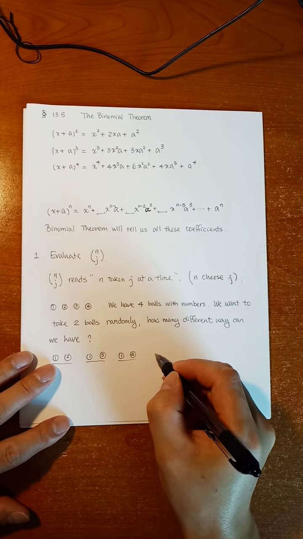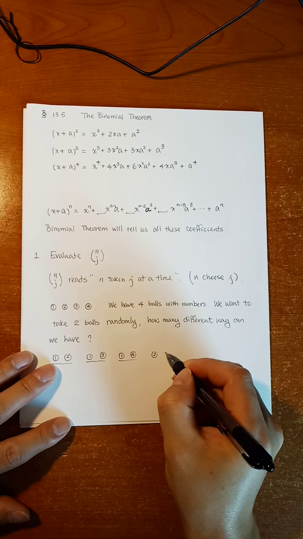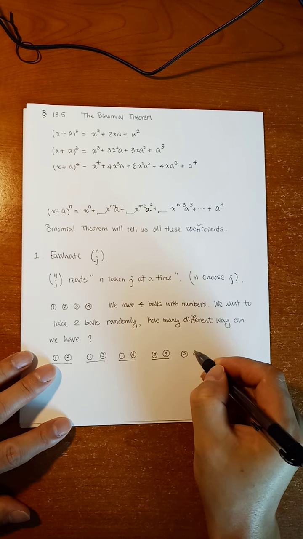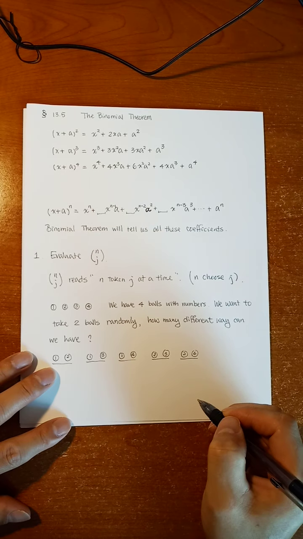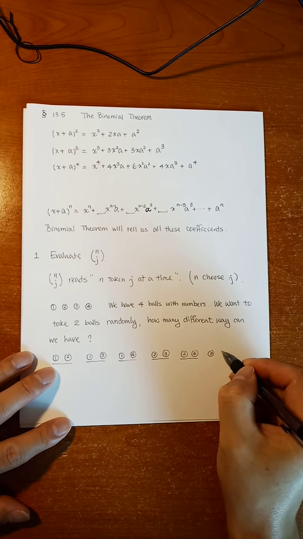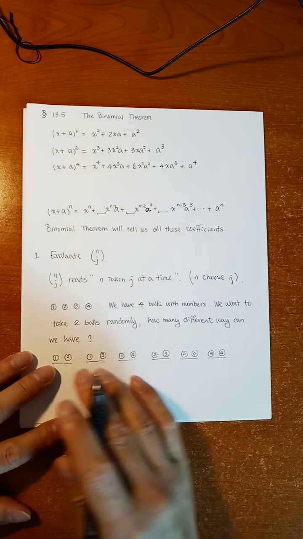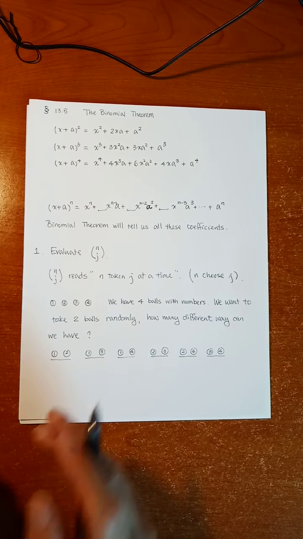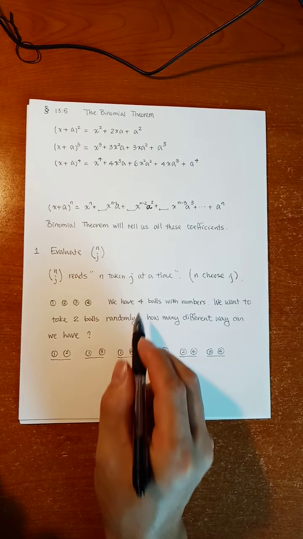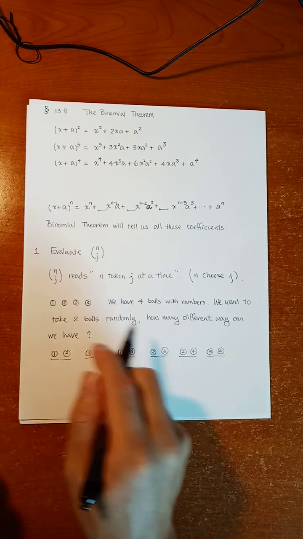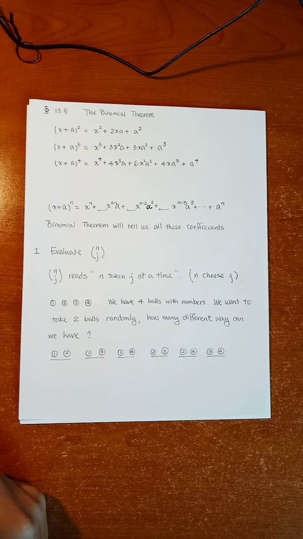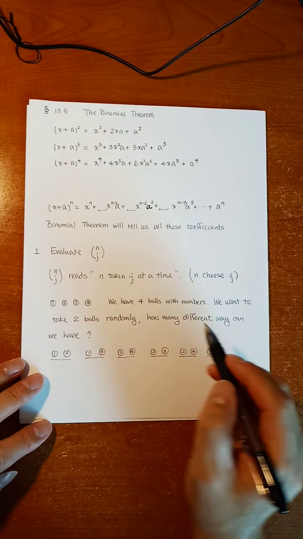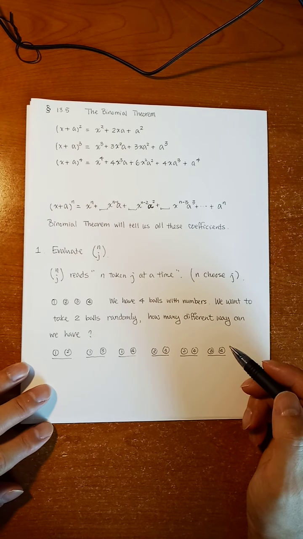Now let's see. We may choose ball 2 and ball 3. Or ball 2 with ball 4. Or ball 3 with ball 4. You can check that there is no other way to select 2 balls randomly from 4 balls with numbers. Okay, so there are 6 different ways for us to have those 2 balls.